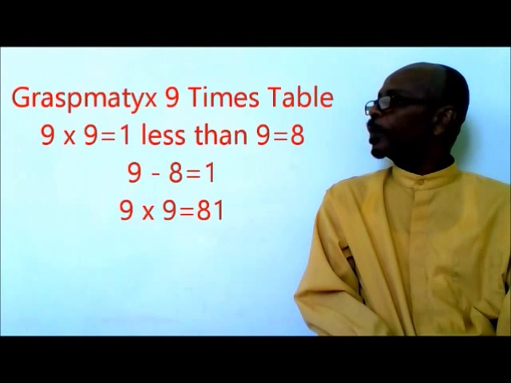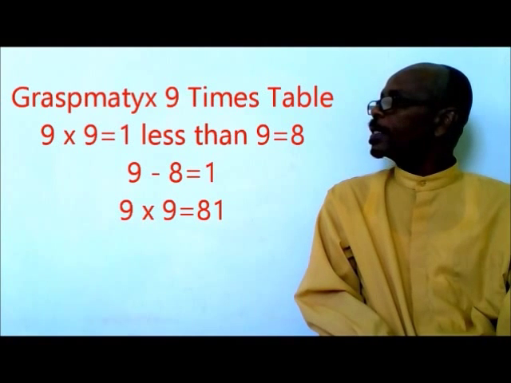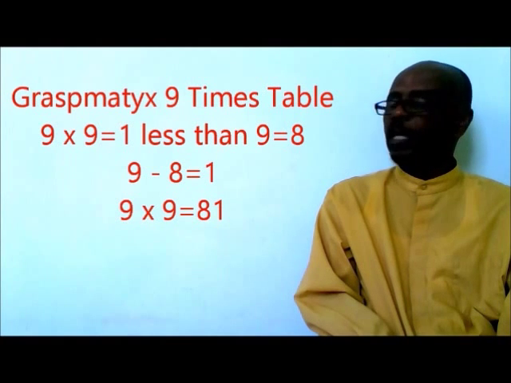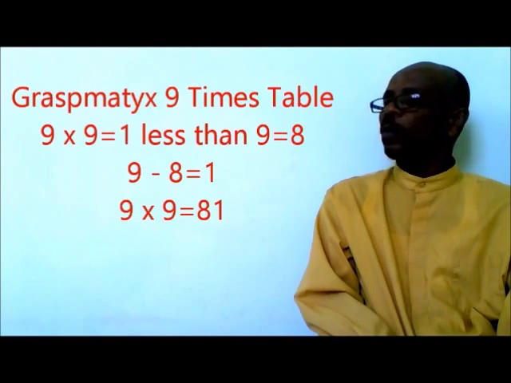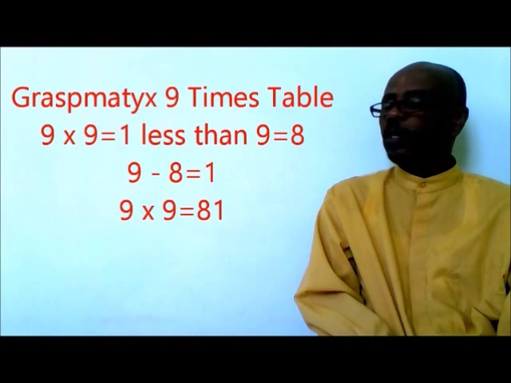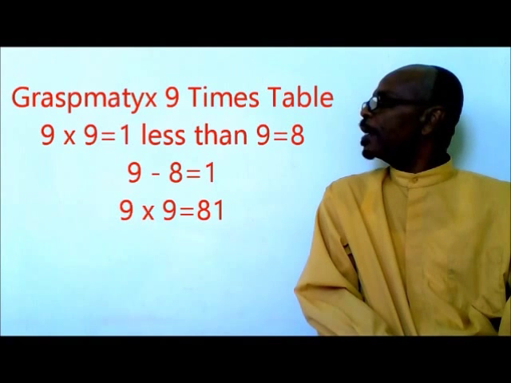9 times 9. First of all, I'm asking the question, what is 1 less than 9? 1 less than 9 equals 8. Then this 8, I'll subtract it from the 9. So 9 minus 8 gives me 1. So I put the 1 to the right side of the 8. So 9 times 9 is 81.